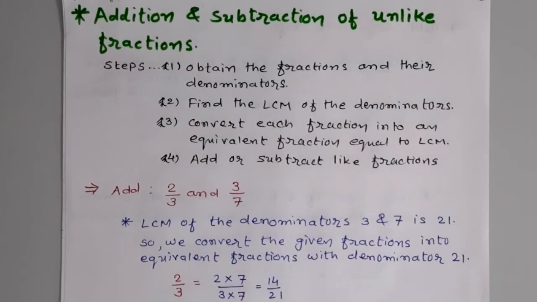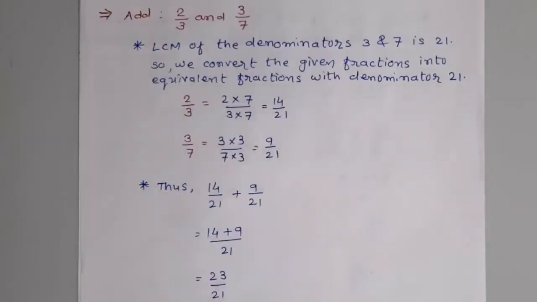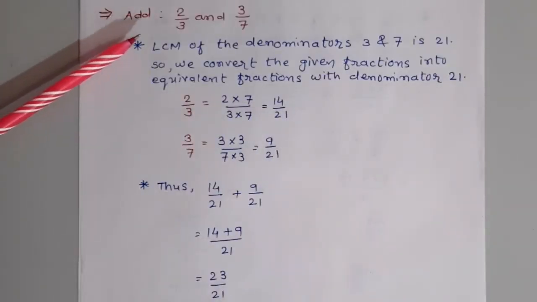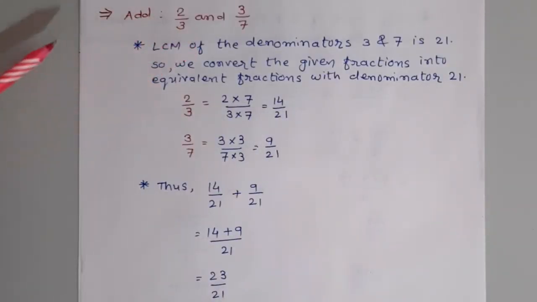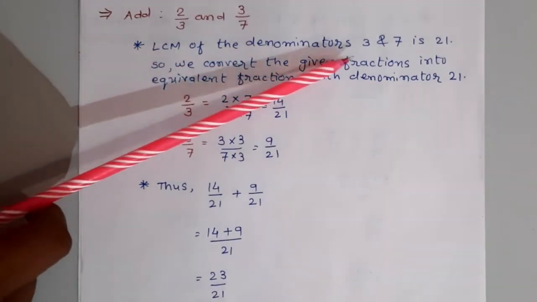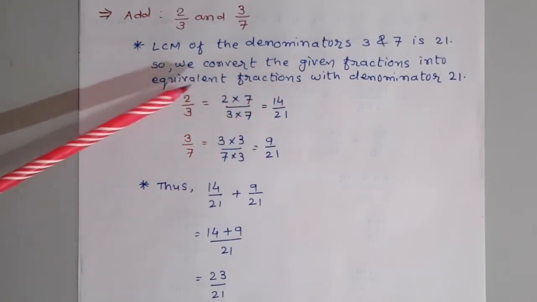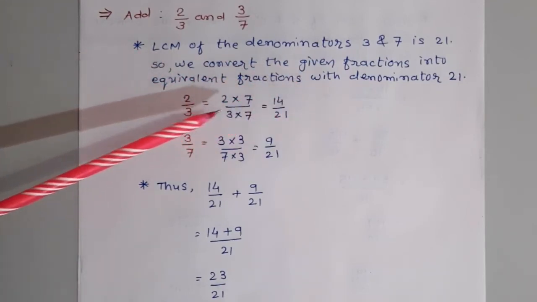So let us understand this whole process by taking one example. Suppose we want to add 2 upon 3 and 3 upon 7. The LCM of denominators 3 and 7 is 21.